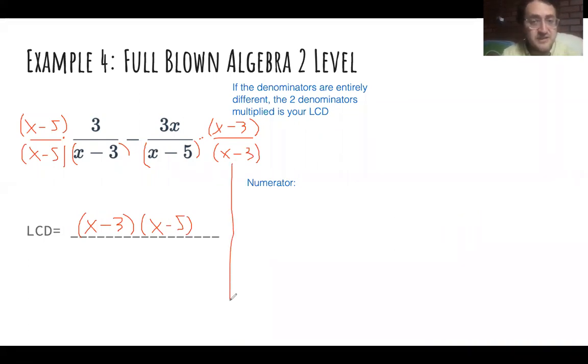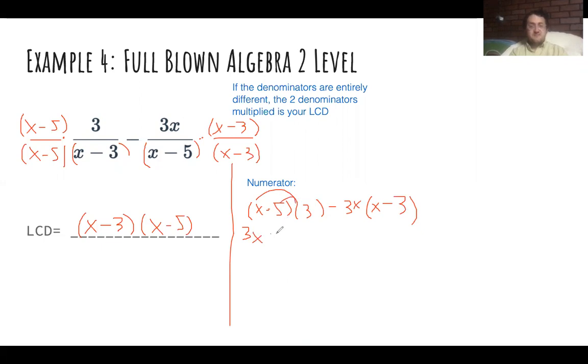So I got the denominator. So then the numerator, all we need to do is the x minus 5 times 3 minus a 3x times x minus 3. So that's going to be a 3x minus 15 minus 3x squared. And then don't forget to distribute the negative with the negative. So that's going to be a plus 9x. So I'm going to have a negative 3x squared.